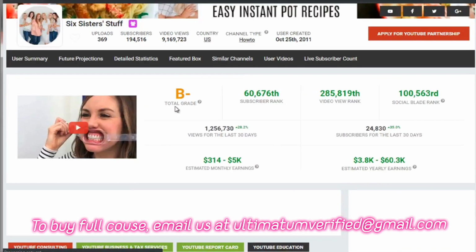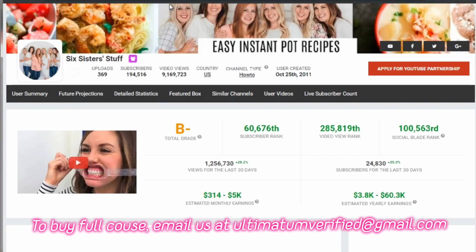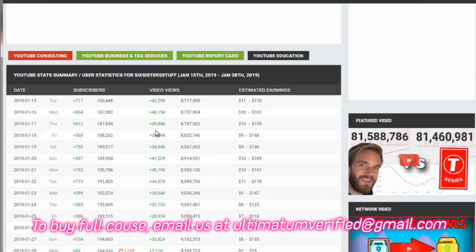So right off the bat, we can see that if we were to rank on the keyword Instant Pot, it's going to take a lot to break through. But the way we can break through is by using essentially subcategories of that keyword. So Instant Pot recipes or Instant Pot chicken recipe, stuff like that. We can see that each one of these has about 100 to 200,000 subscribers. So you're going to have to be competing against that.